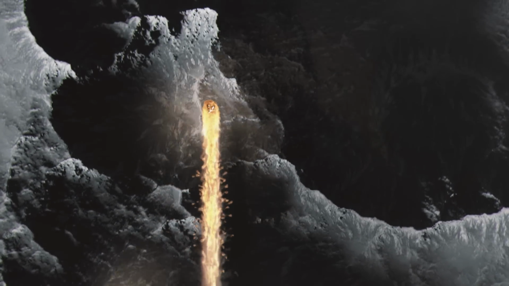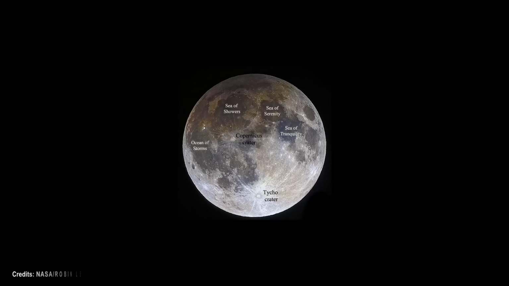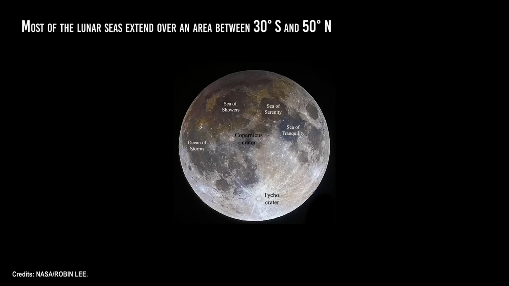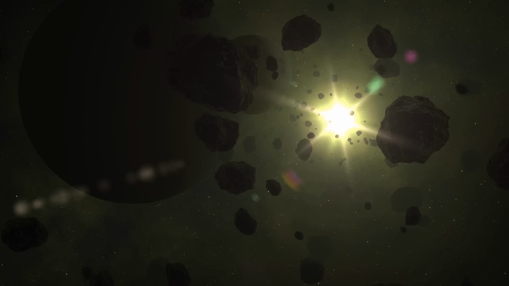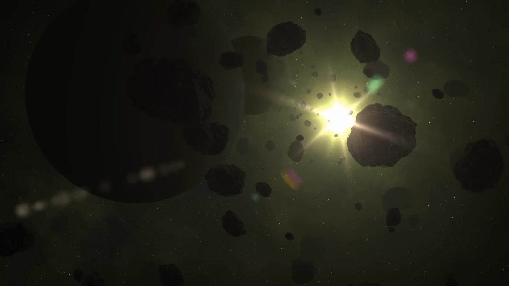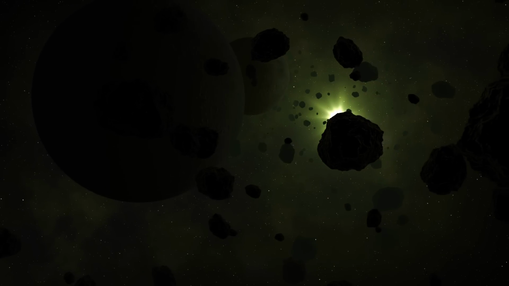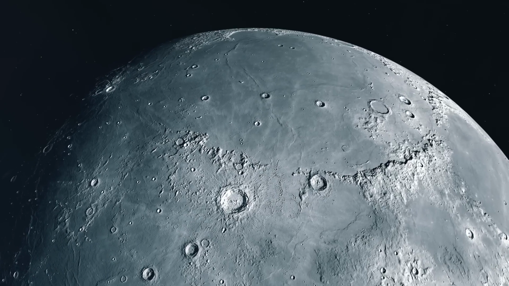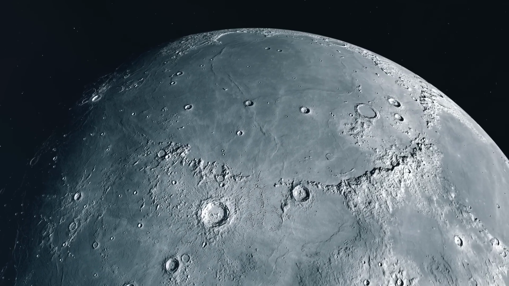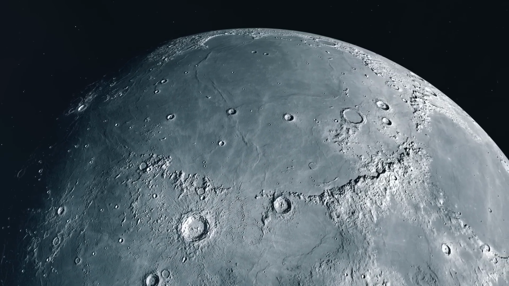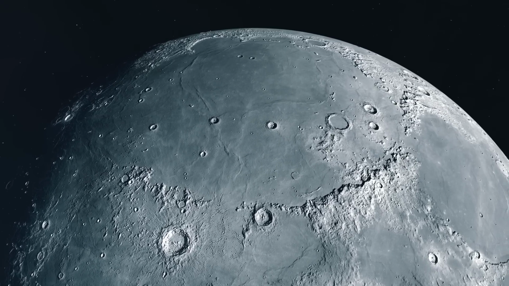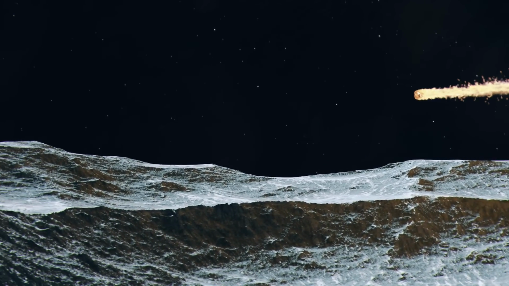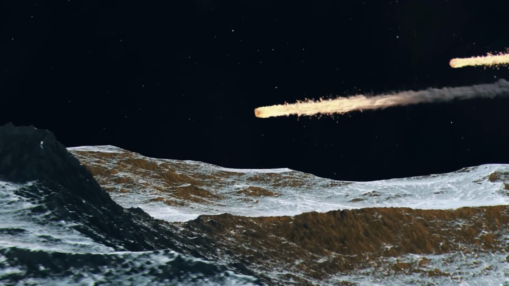In support of this scenario, it has also been pointed out that most of the lunar seas extend over an area between 30 degrees south and 50 degrees north, a distribution compatible with the arrival of projectiles that traveled in orbits roughly on the same plane as the lunar one. The problem, however, is that the hidden side is by no means devoid of traces of impacts as energetic as those that characterize the visible side, a sign that the entire surface of the moon has been hit by projectiles of all sizes and energies.